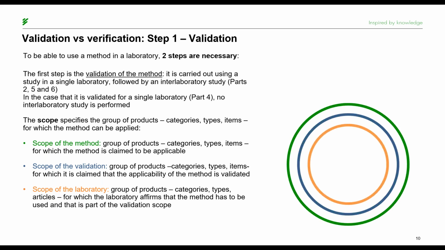A smaller group within this will be the scope of the validation, which will be the products for which the use of the method has been validated. And finally, an even smaller group will be the scope of the laboratory, which are the products that the laboratory analyzes routinely and are part of the scope of the validation. So it is very important to know the scope of the validation so we can choose the products to carry out the verification, as we can see here.